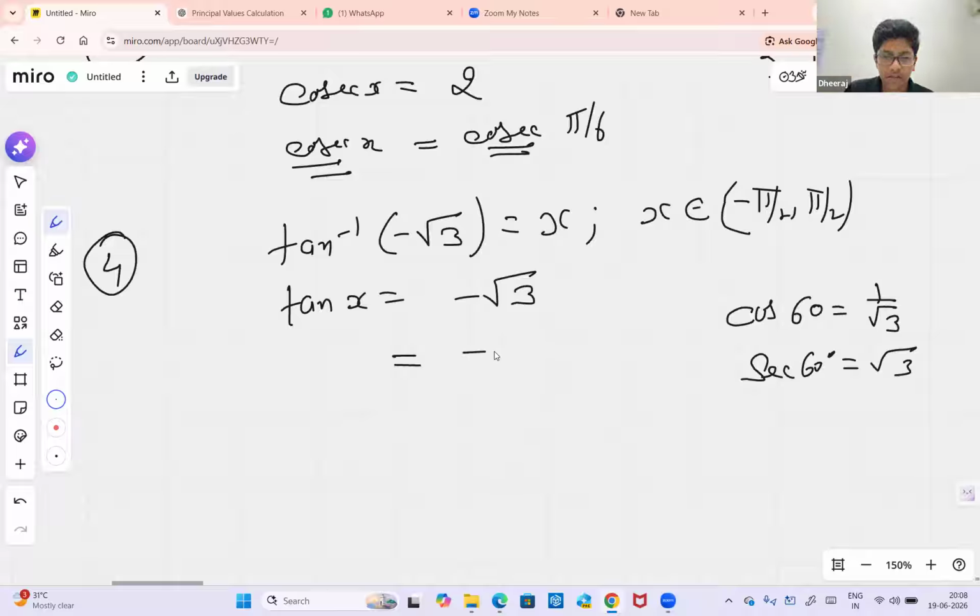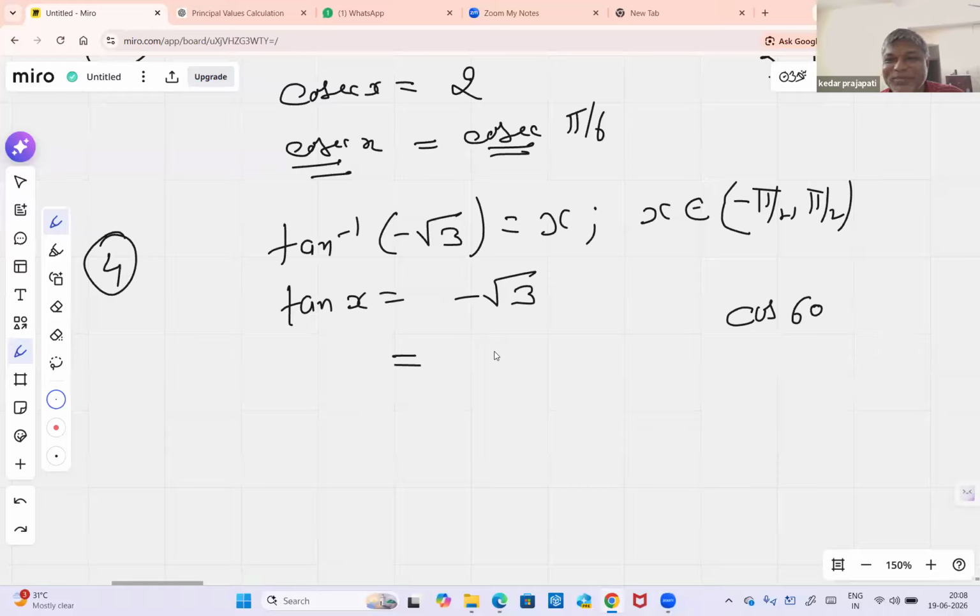Cos 60 is supposed to be 1 by 2, right? Why did we go to cos? I should have gone to tan, right? Okay. Now you tell. It should be tan pi by 3. Now we know, right?